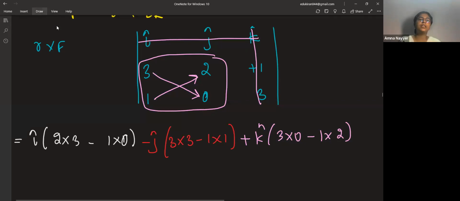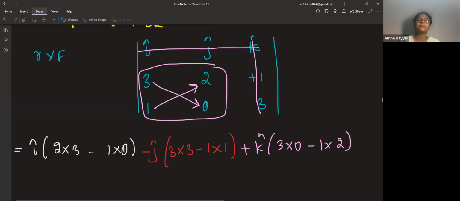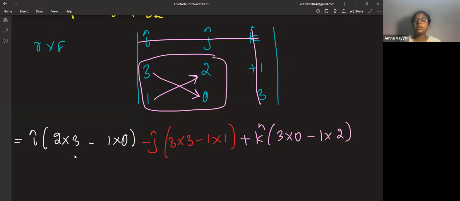Now see, how will we write the final answer? 2 into 3, this is 6 minus 1, that is 5 I cap. 9 minus 1, that is 8. And this minus, so minus 8 J cap. 3 into 0 is 0. This becomes minus 2, minus 2 K cap. This is the answer to R cross F.